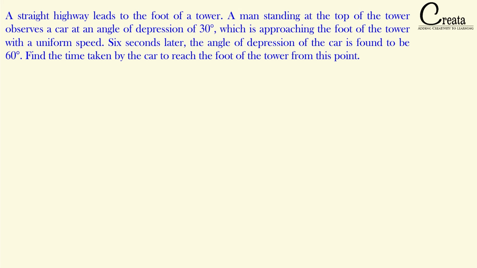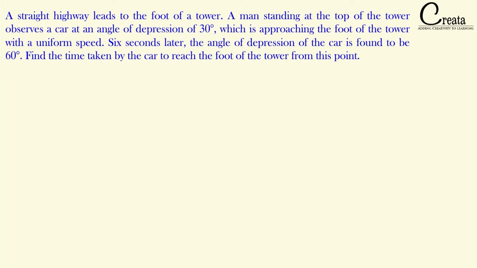The question is, a straight highway leads to the foot of a tower. A man standing at the top of the tower observes a car at an angle of depression of 30 degree, which is approaching the foot of the tower with a uniform speed. 6 seconds later, the angle of depression of the car is found to be 60 degree. Find the time taken by the car to reach the foot of the tower from this point.